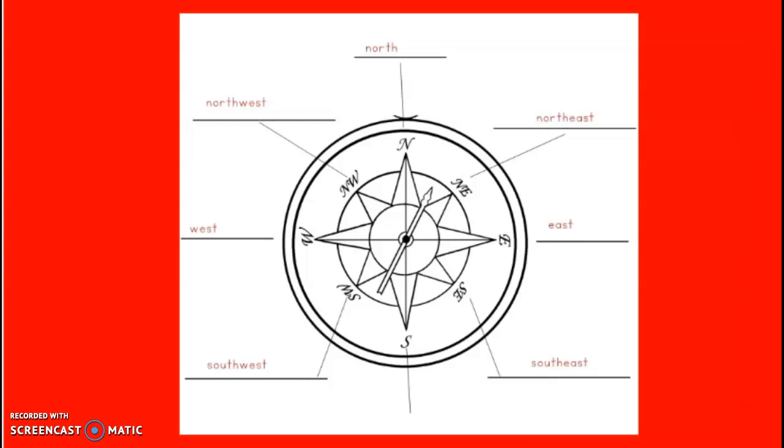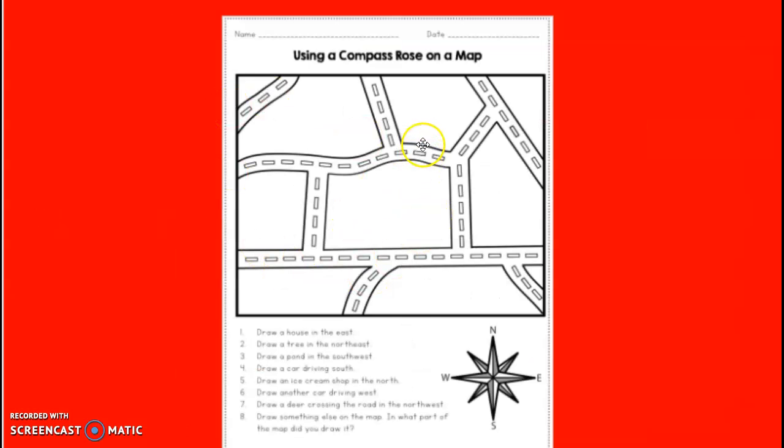In our last lesson, we looked at the cardinal directions. The cardinal directions were north, east, south, and west. We also looked at some intermediate directions: northwest, northeast, southeast, and southwest. Intermediate directions always begin with either north or south, and then the east or west is second. Today, we are going to be using that compass rose to label this city.